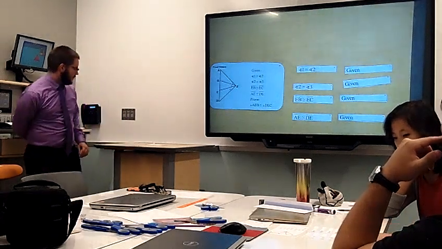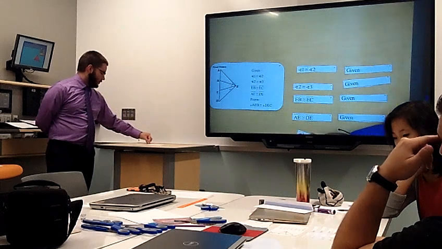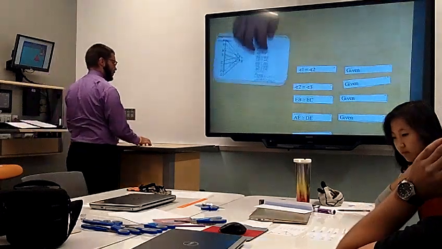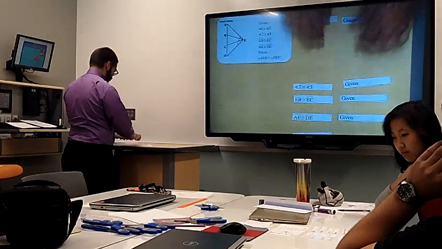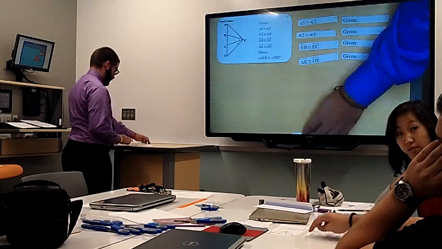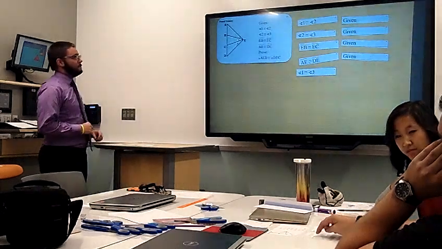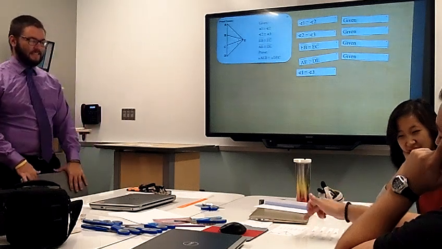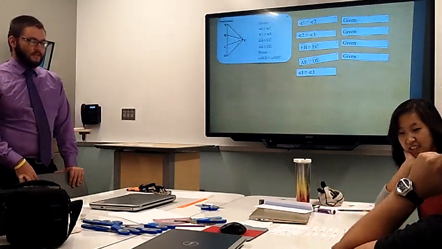That angle 1 is congruent to angle 3. Okay, and why can you say that angle 1 is congruent to angle 3? The transitive property. Because angle 1 is congruent to angle 2, and angle 2 is congruent to angle 3. So by the transitive property, angle 1 and angle 3 are congruent. That's angle 2 is congruent to angle 3, and then angle 1 is congruent to angle 3 through that.